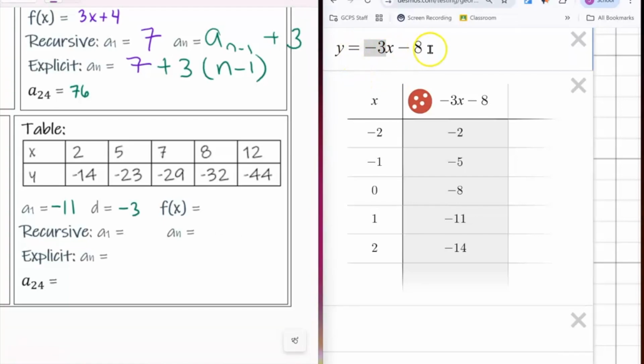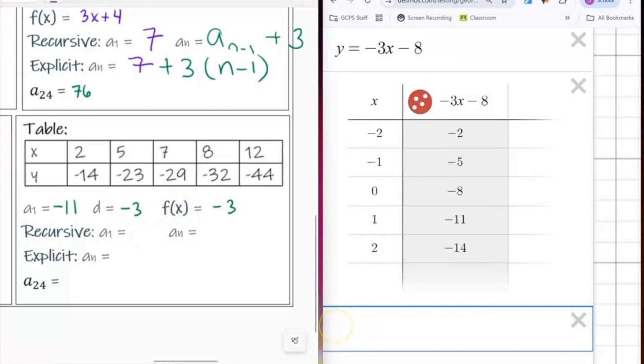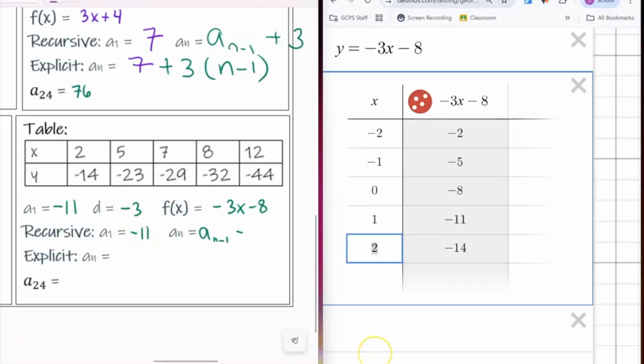What is my function? My function is the same thing as my equation. Instead of my y equals, it's f of x or g of x or h of x. So that's what I'm writing down. So you're writing down yours. Okay. All right, write my recursive. My recursive says a1 is equal to, what is a1 equal to? Negative 11. And then it's a sub n, then a sub n minus 1, and then whatever your common difference is. What's my common difference? Negative 3.